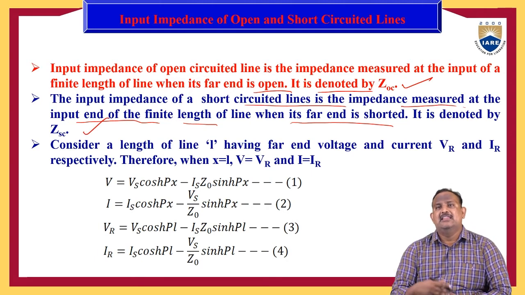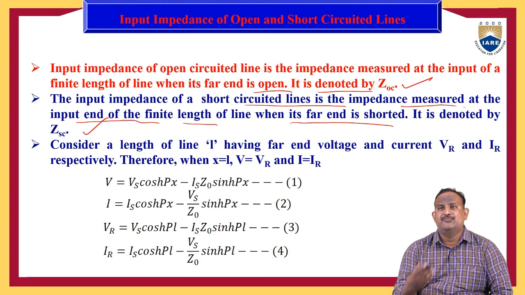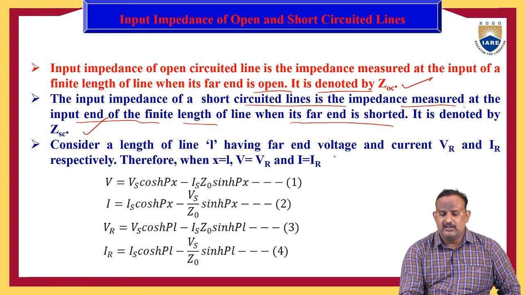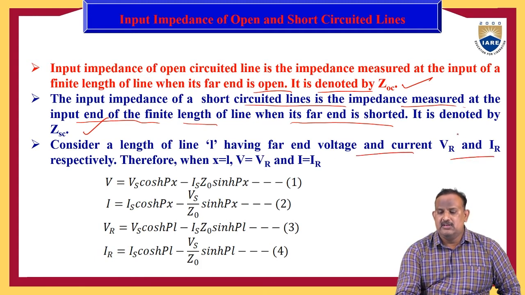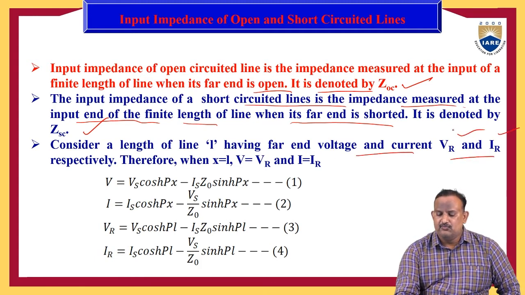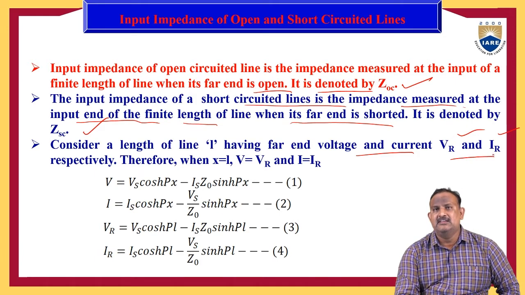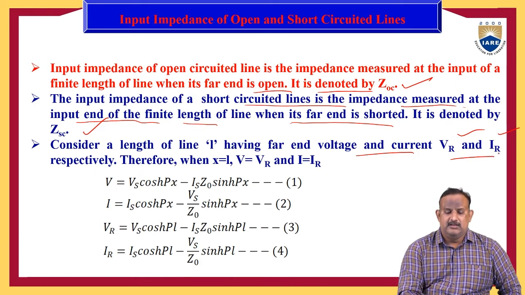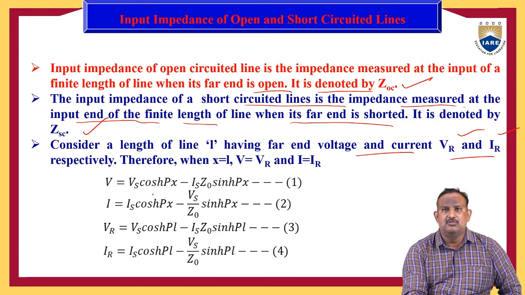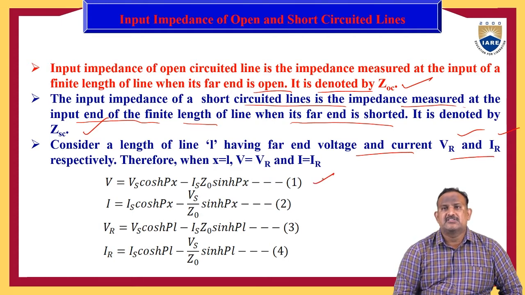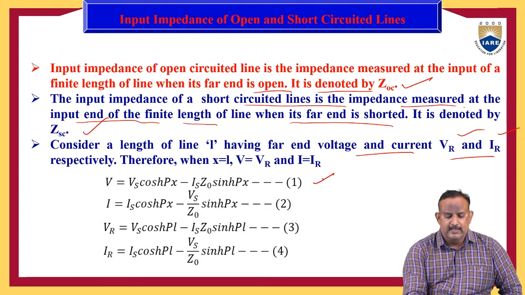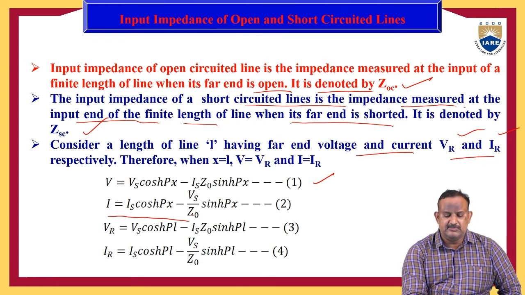So here, consider a length of line L having the far end voltage and current VR and IR, where VR is the voltage at the receiving end and IR is the current at the receiving end, respectively. And we know the transmission line equations. The two transmission line equations are: V is equal to Vs cosh γx minus Is Z naught sinh γx. That is the first transmission line equation, and the second is the current equation: I is equal to Is cosh γx minus Vs by Z naught into sinh γx.